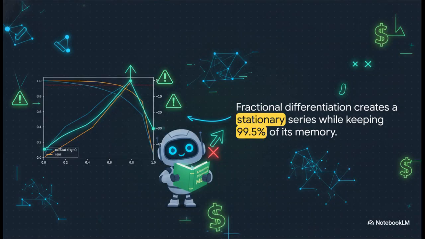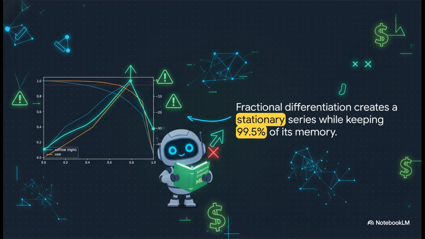But what if there was a magic bullet? This is it. It's called fractional differentiation. Okay, stick with me here. Think of it like this. Regular returns are like an on-off switch. You flip it and you get stationarity, but you lose all the memory. The lights are off. Fractional differentiation is a dimmer switch.